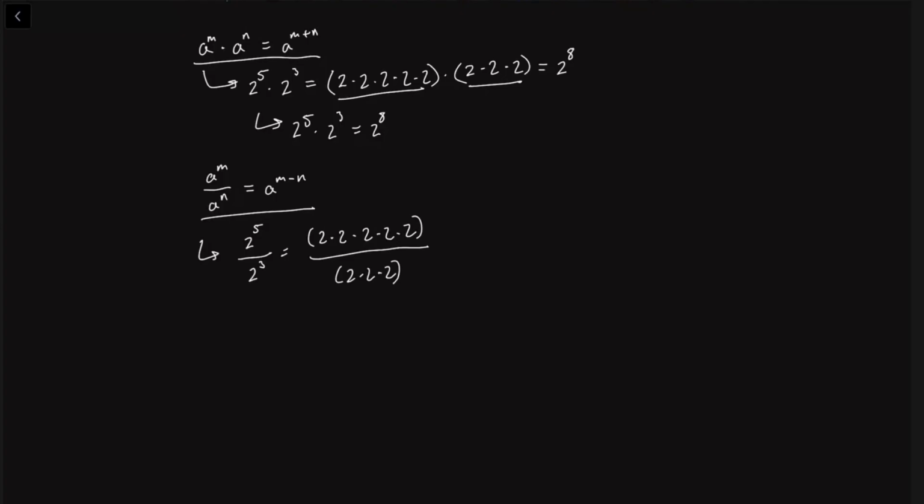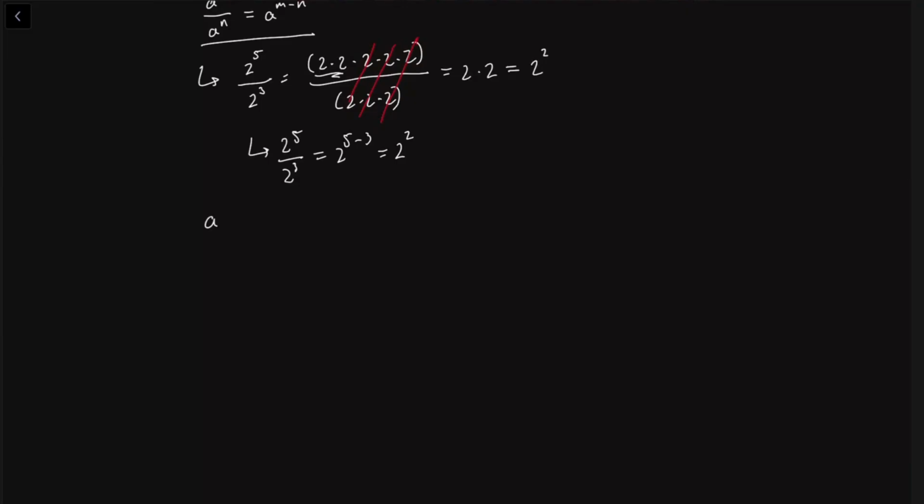When we're looking at this fraction, right, we know that we can cancel things out, right? 2 divided by 2 is 1. 2 divided by 2 is 1. 2 divided by 2 is 1. So all that we have left is just these last two. So 2 times 2, which is equal to 2 squared, which once again, from the formula, 2 to the 5 over 2 to the 3 is equal to 2 to the 5 minus 3, which is equal to 2 squared.